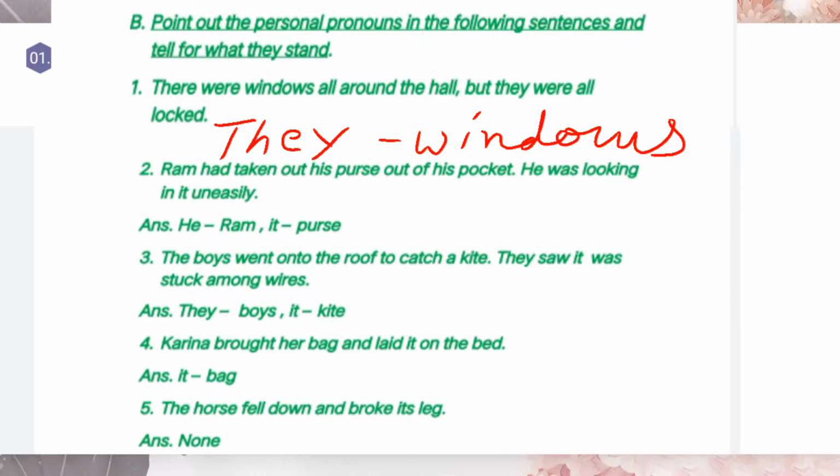The boys went onto the roof to catch a kite. They saw it was stuck among wires. Now here, they is personal pronoun and it stands for boys. It is also personal pronoun and it stands for kite. So write down like this. In number 4, Karina brought her bag and laid it on the table. So it is personal pronoun here and it stands for bag.